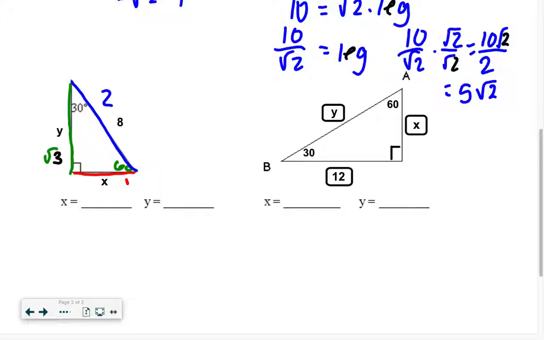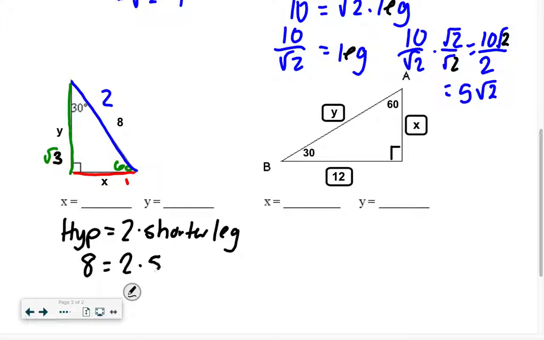I know the value of my hypotenuse. The formula: the hypotenuse is 2 times my shorter leg. Okay. We said we know the value of my hypotenuse. It's 8. So plug 8 in here. 2 times my shorter leg. How long is my shorter leg? 4. I would divide by 2, right? 4 is my shorter leg. Okay, so my short leg is 4. This red one is 4 long. Okay.